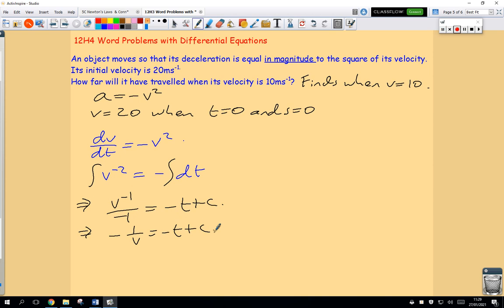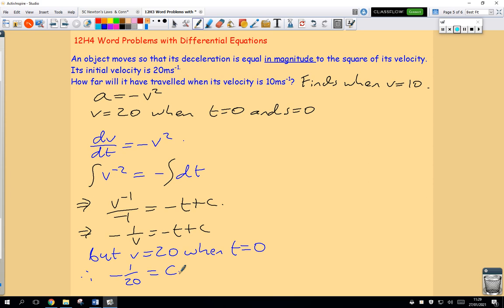Okay, I want to look at the constant of integration here, so I'm going to go back and look at my initial conditions. We know that v is equal to 20 when t is equal to 0. So negative 1 over 20 is equal to negative t, that's 0, plus c, which is just c. So we can establish that c is equal to negative 1 over 20.